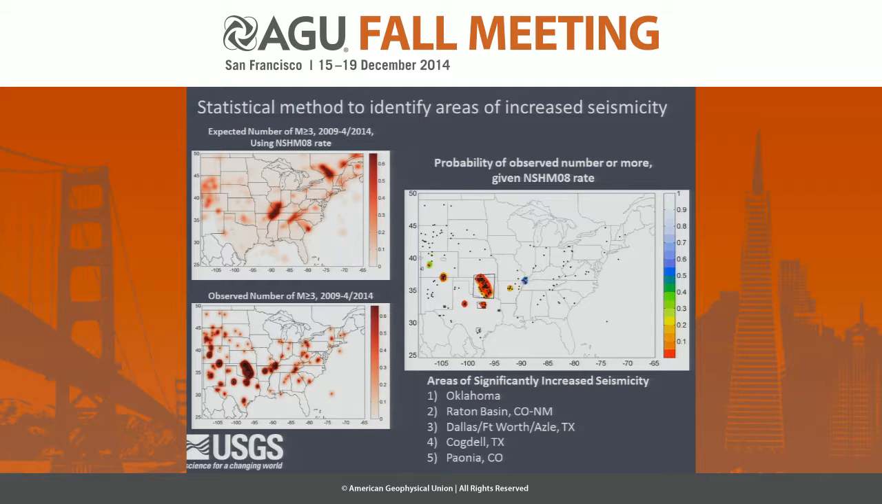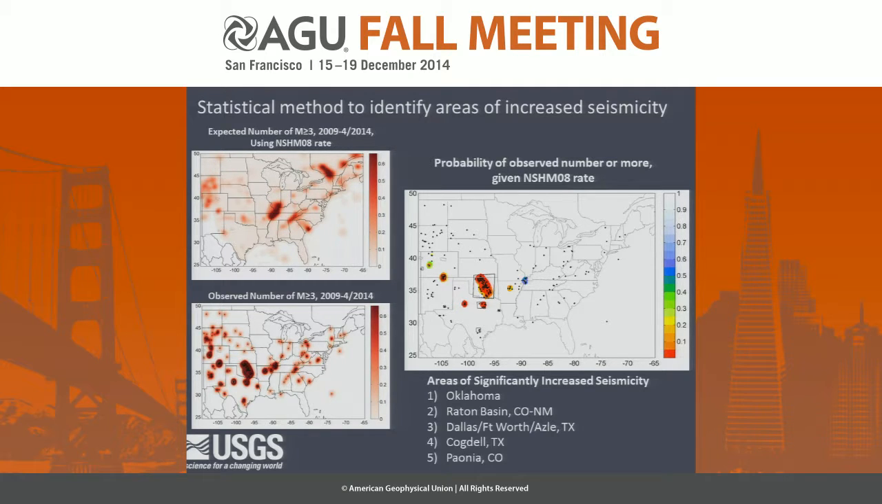So then we can compare that map to the map of the actual numbers of these earthquakes that we observed, and so that's shown down here on the same color scale. So right away you can see that there are earthquakes happening in places that weren't really expected to have a lot of seismicity prior to 2009. So then we can take these two maps and compute the Poisson probabilities of seeing these numbers of events given this earthquake rate model. And that's what I'm showing on this map here on the right.